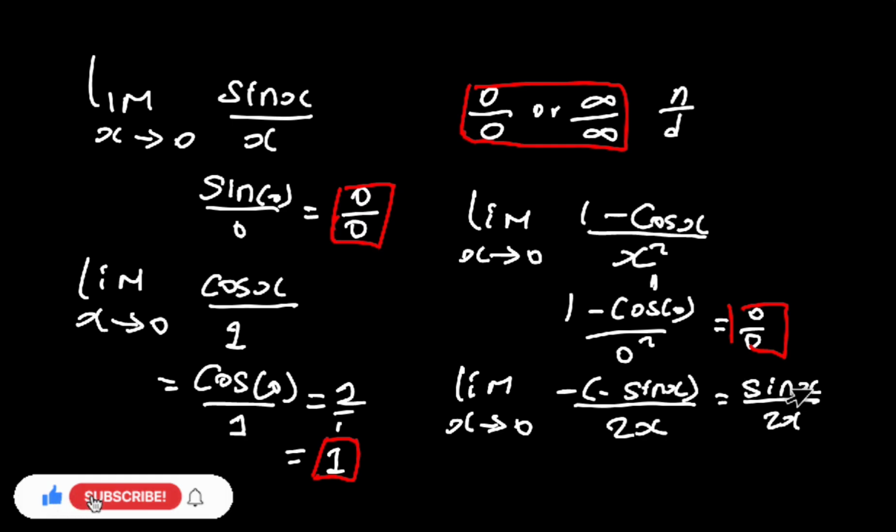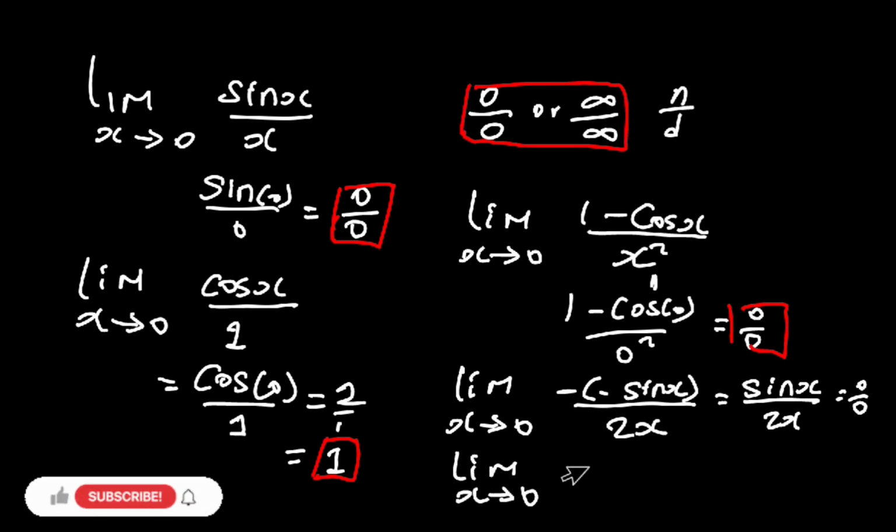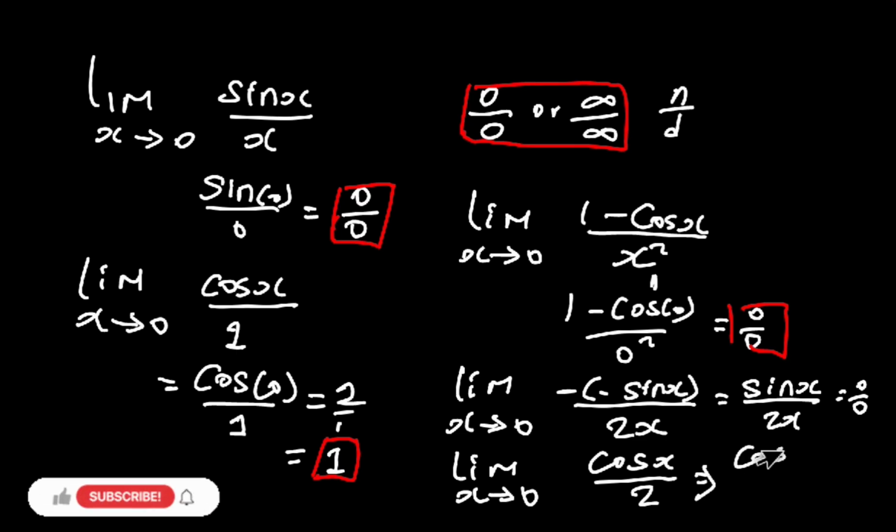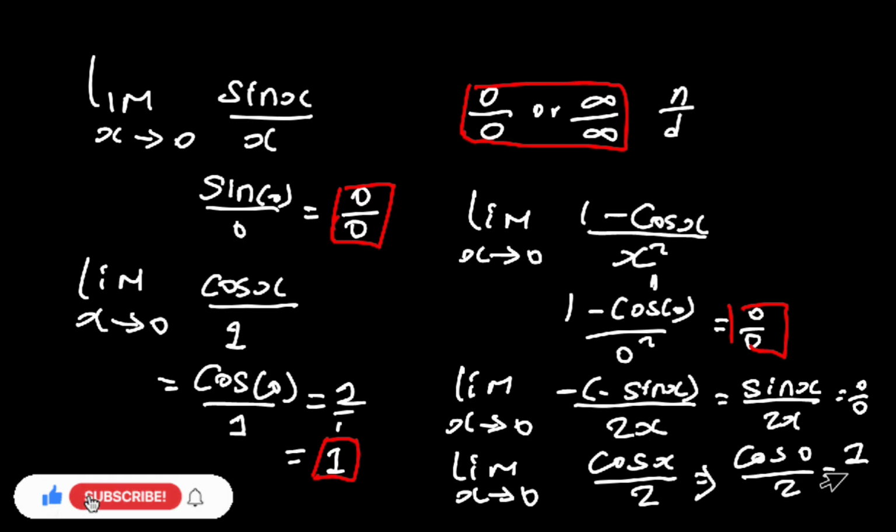But you see that if you plug in 0 here, you still get 0 over 0. So let's do another differentiation. So you have limit as x tends to 0. Now if you differentiate sin x, you will get cosine x divided by, if you differentiate 2x, you're going to get 2. So if you plug in the value of the limit, which is 0, we are going to have cosine 0 over 2, which is equal to, cosine 0 is 1, over 2. And then we see that the answer is equal to 1 over 2.